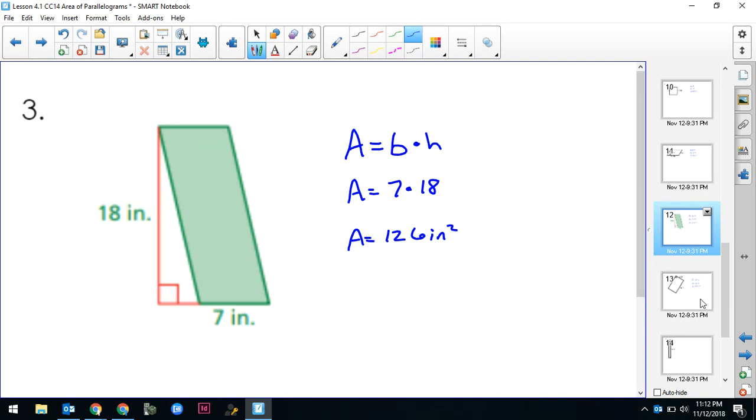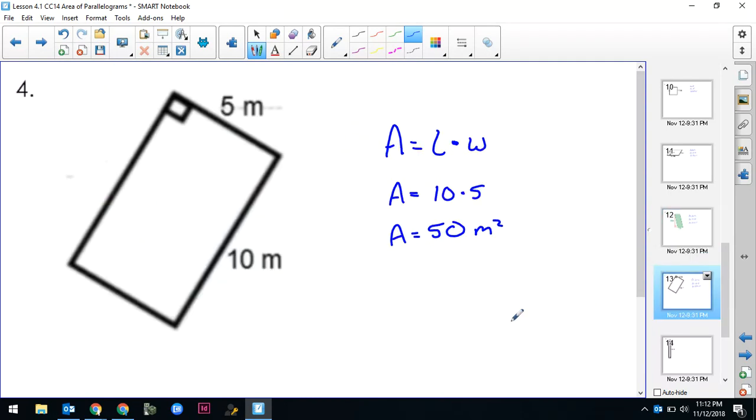For the fourth one, we have a rectangle. I know when it's kind of turned like that, it might deceive you and make you think it's a parallelogram, but they put in a right angle there, so it is a rectangle. So I used area equals length times width, substitute in 10 times 5, and got an area of 50 meters squared.